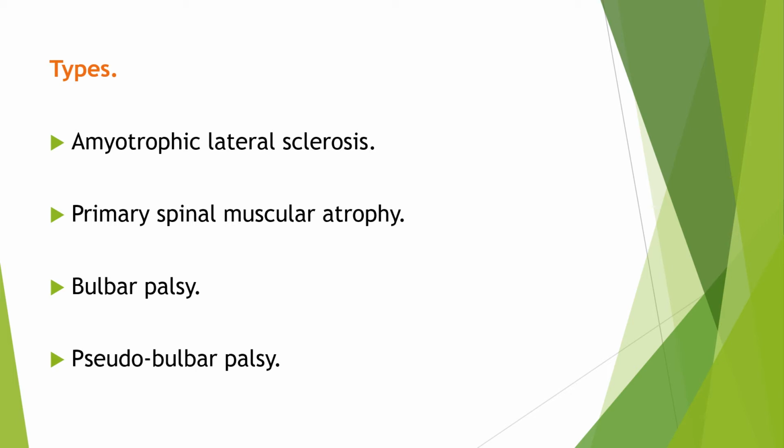And the fifth variety is primary lateral sclerosis, in which a pure upper motor neuron type of lesion is found, in which no lower motor neuron lesion features are present. So these are the five varieties mostly we encounter when we deal with a patient of motor neuron disease.